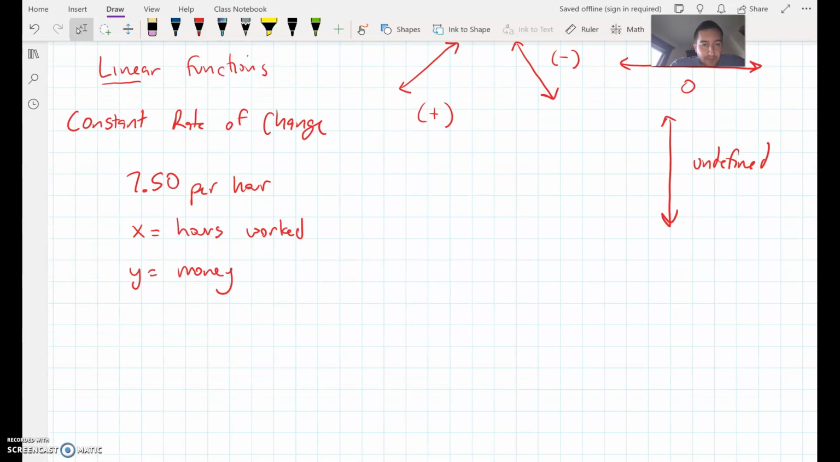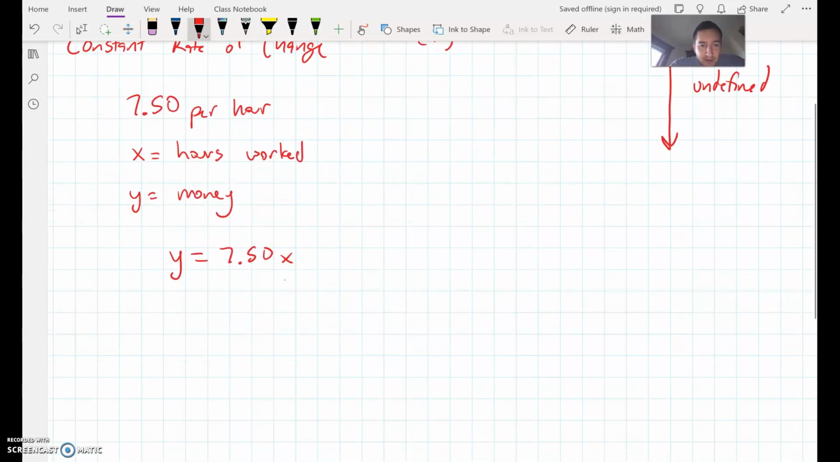So for example, the formula would be y equals 7.50 times x. However many hours I worked, I would plug that in there, but I would only make $7.50 per hour. So let's say I worked an 8-hour shift. I would plug in an 8 for the x. 8 times 7 is 56, and then plus 4, I'd make $60.